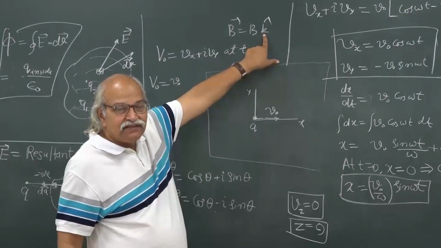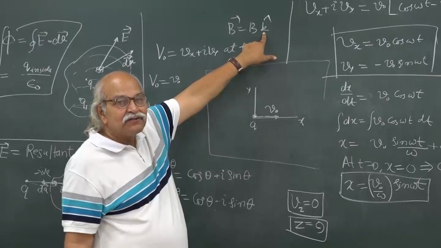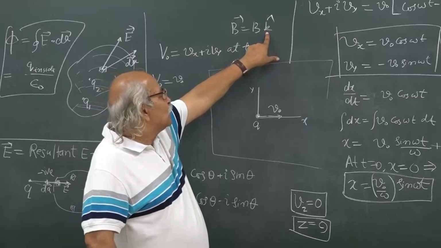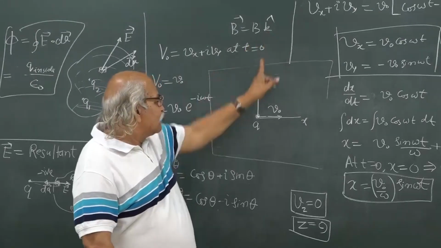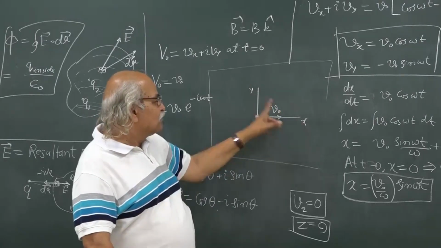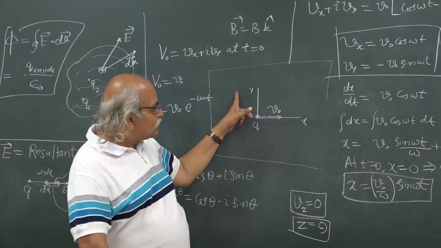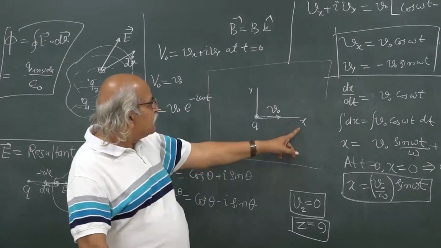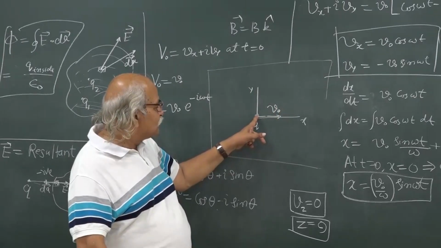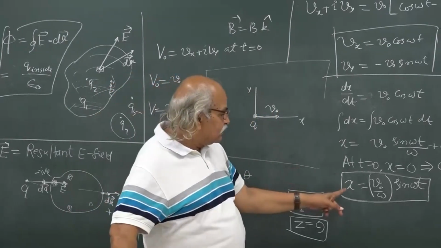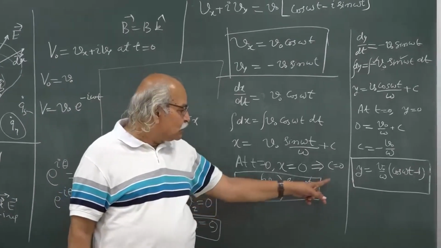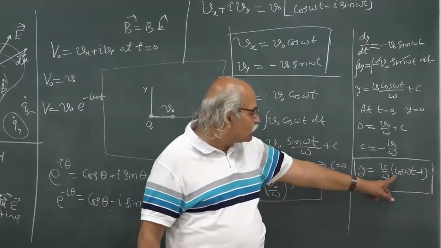So, if B itself is in the z direction, V cross B has to be perpendicular to the z direction. So that force was not there, and there was no initial velocity in z assumed, and therefore the whole motion was in the xy plane. Then we derived the equations for the x position and y position at time t, when t equal to 0 is taken here: x is equal to V naught by omega sin omega t, and y is equal to V naught by omega into cos omega t minus 1.